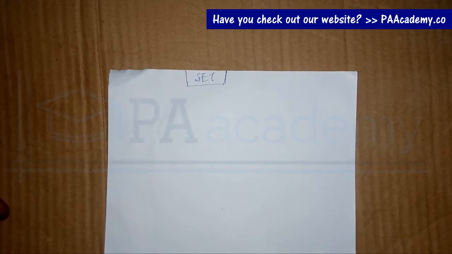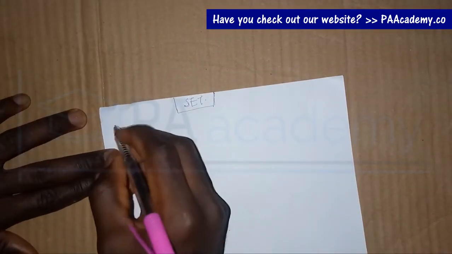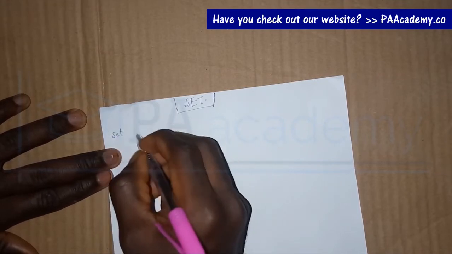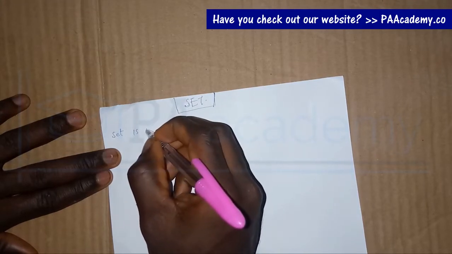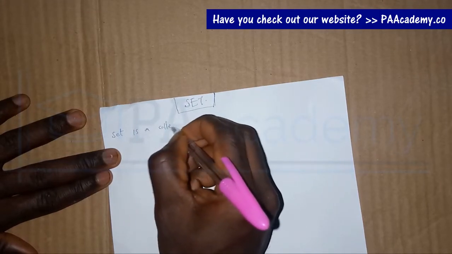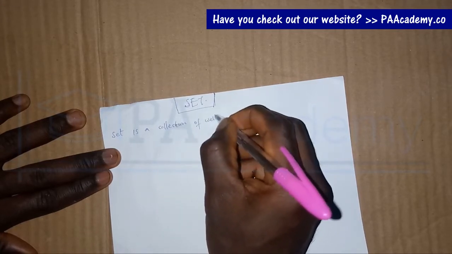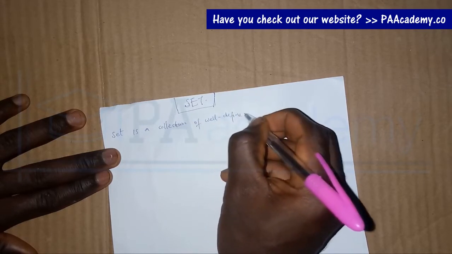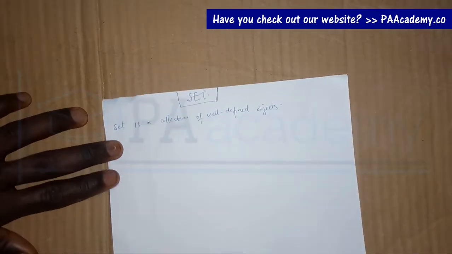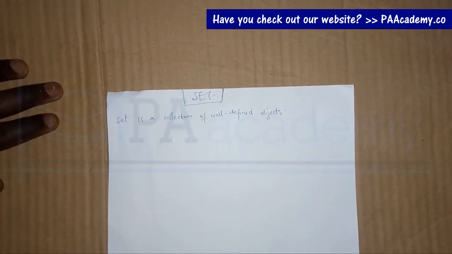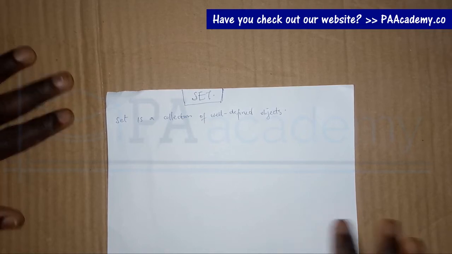To start with, let's look at what the definition of a set is itself. A set is a collection of well-defined objects. Alright, so I hope this definition is clear, and if it's not, let's just continue, and before the end of this video, you get what I'm talking about.